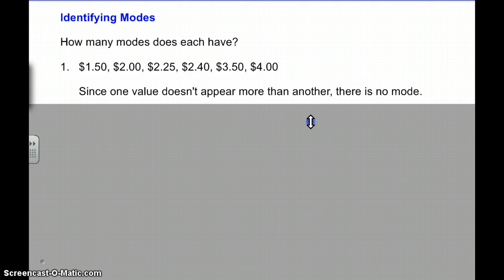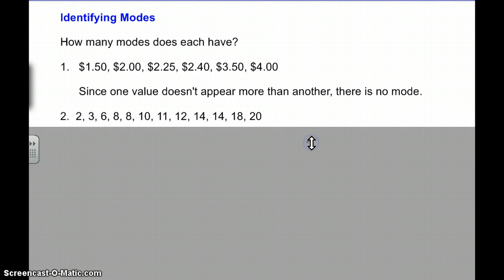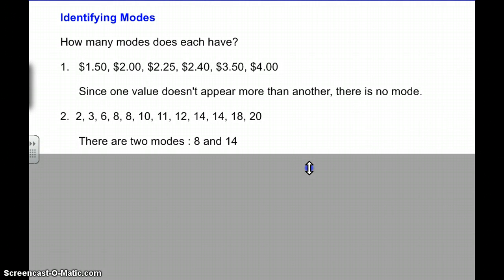Let's look at the second example. 2, 3, 6, 8, 8, 10, 11, 12, 14, 14, 18, 20. Here you have two data points that occur more than any other. They occur twice, 8 and 14. So you actually have two modes, 8 and 14.